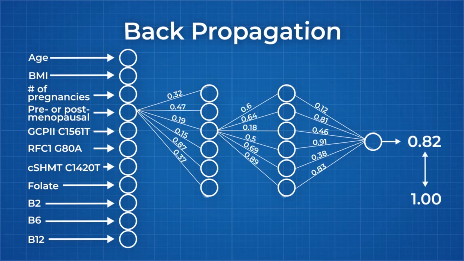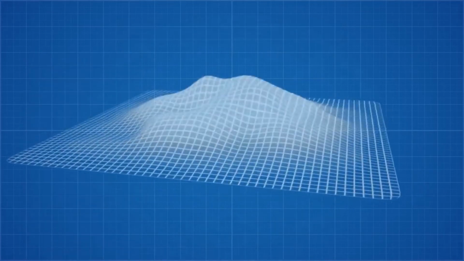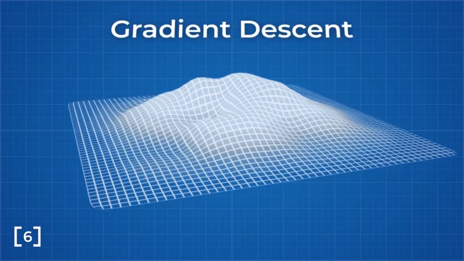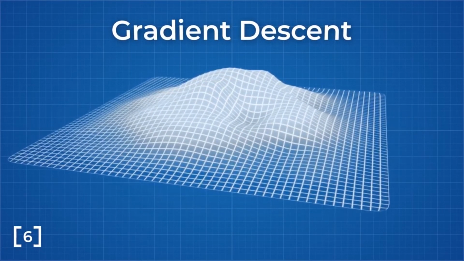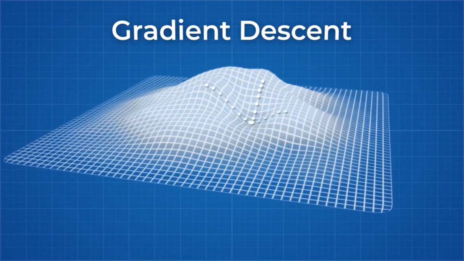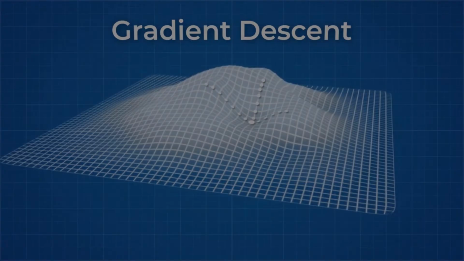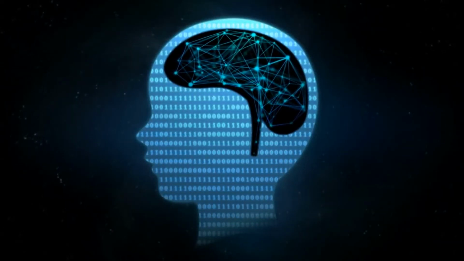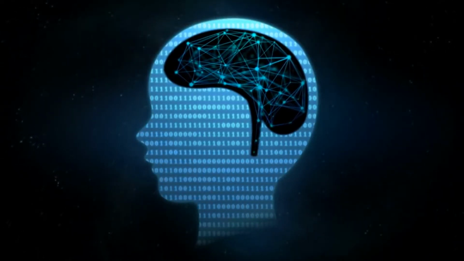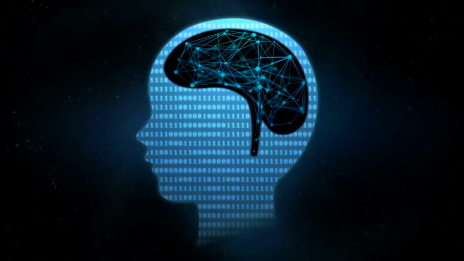But how does it know how to adjust the weights in the direction of getting a correct answer? It does so by a process called gradient descent. It's a process that's used to move the network toward the lowest possible error in its output. Gradient descent is the backbone of neural networks, and it's the most used learning algorithm in machine learning.